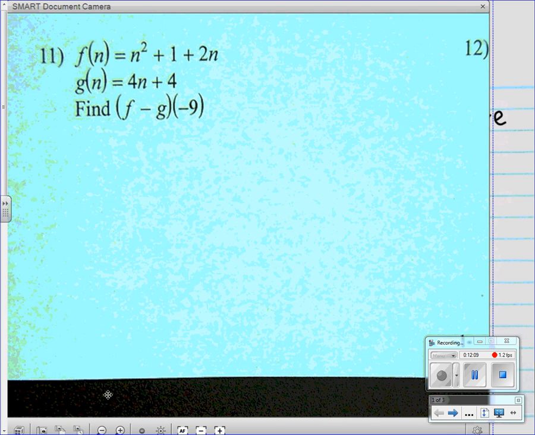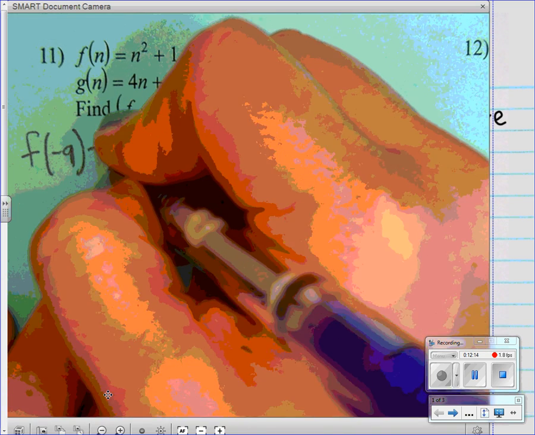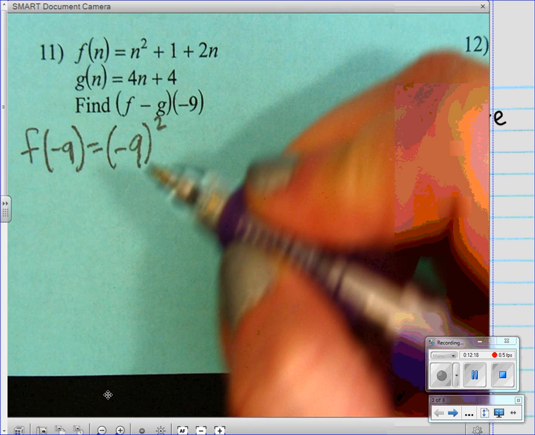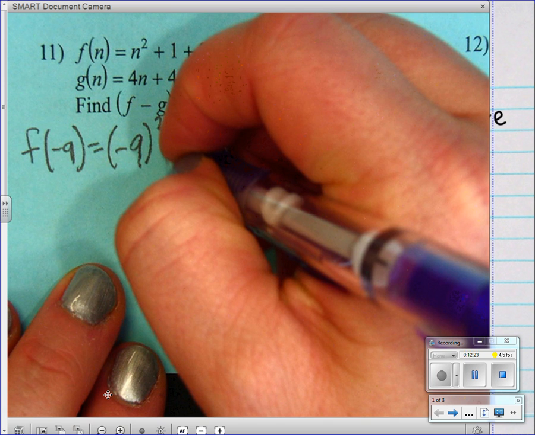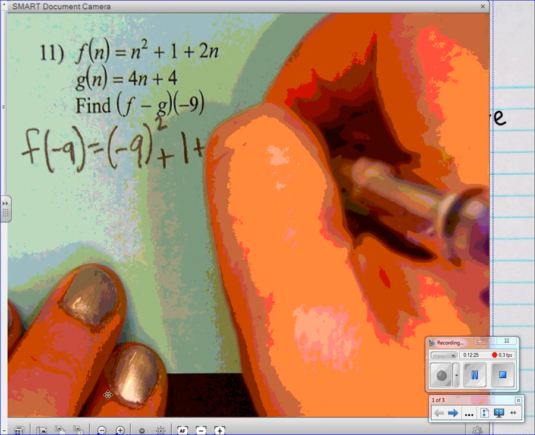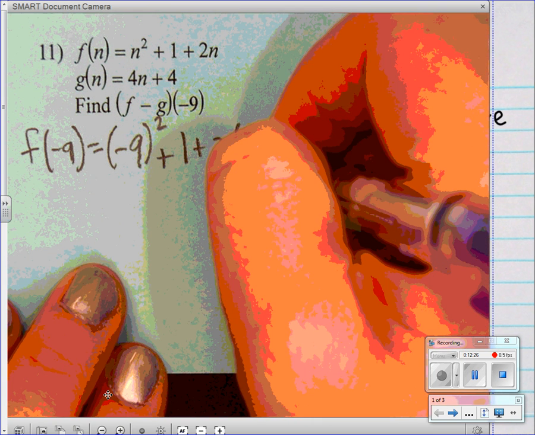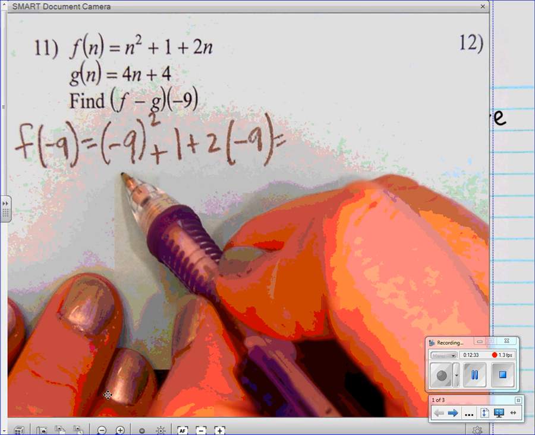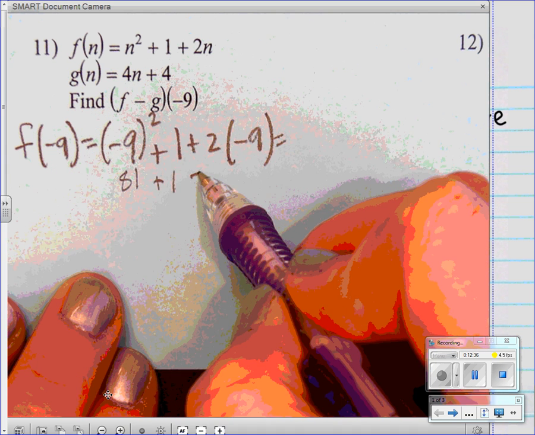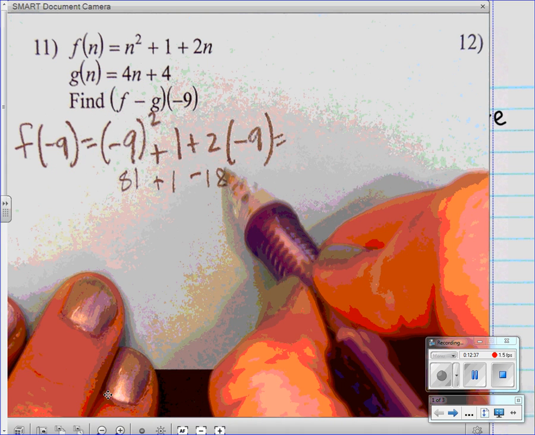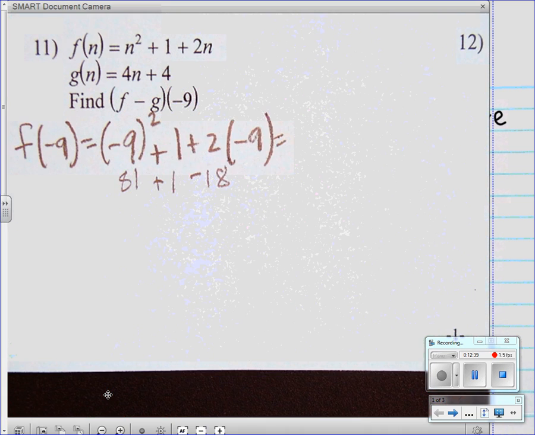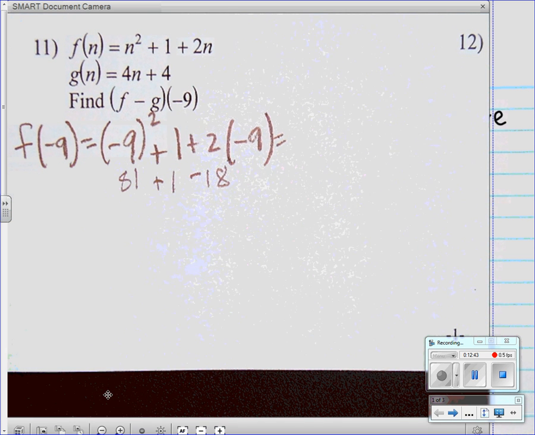So I have f of negative 9 equals negative 9 squared. Notice I put parentheses around it. Plus 1 plus 2 times negative 9. So that'll be 81 plus 1 minus 18. So 82 minus 18. That's 64.